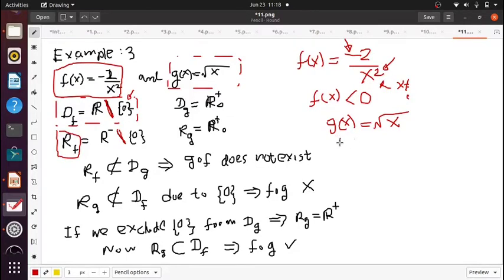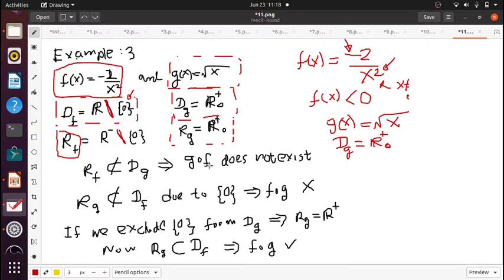So therefore the domain of g should be only the positive real numbers including 0. In this case 0 can be taken as well. So the domain of g will be the positive numbers including 0, and the corresponding results will also be the same. I think you remember this square root function. The range will also be all the positive real numbers including 0.